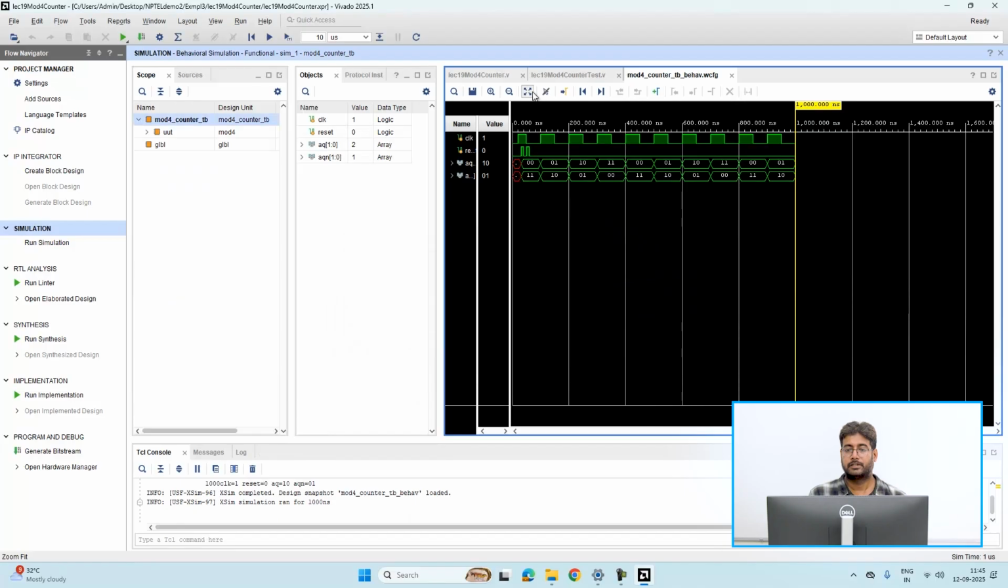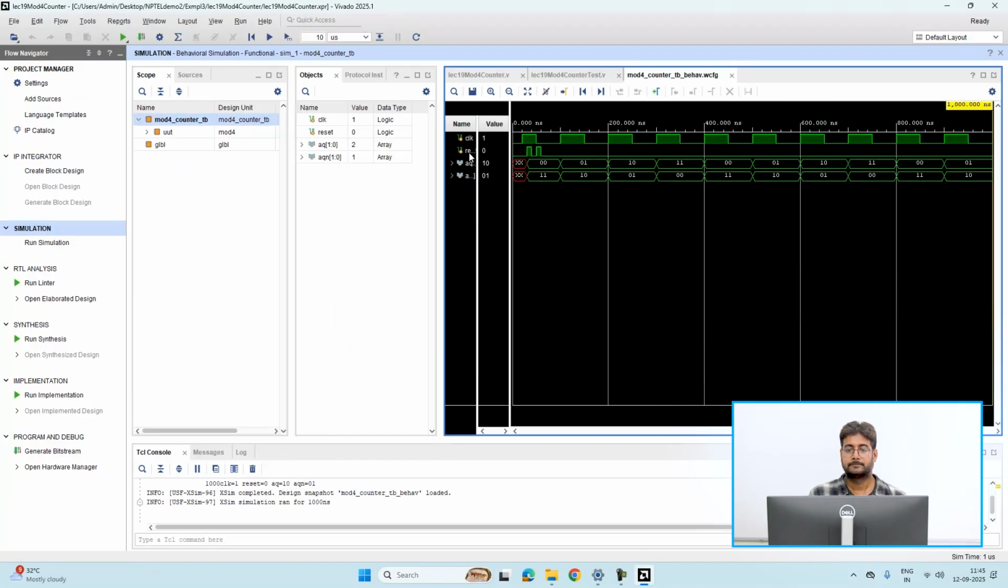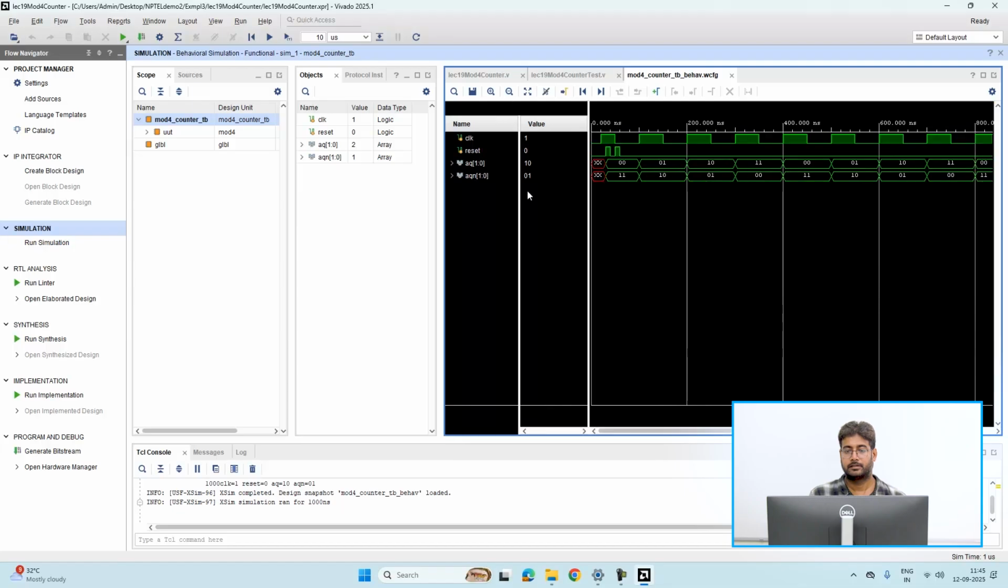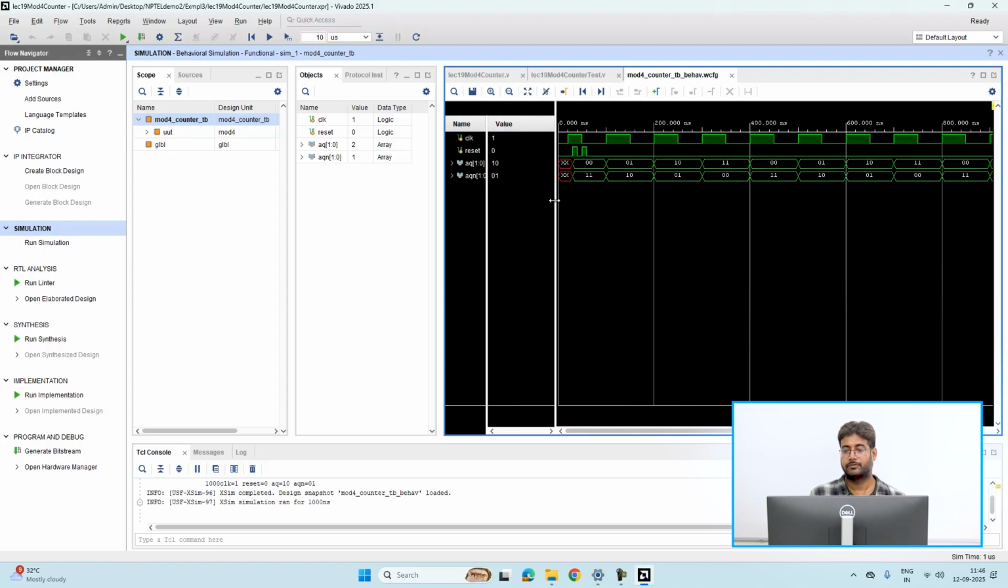There is the output. We will fit it to the window. These are the variables. Clock and reset are the inputs. AQ, AQ0, AQN are the outputs of toggle flip-flop. And these are the 4 different states. It's a mod 4 counter. It will have 4 different states: 00, 01, 10, and 11.